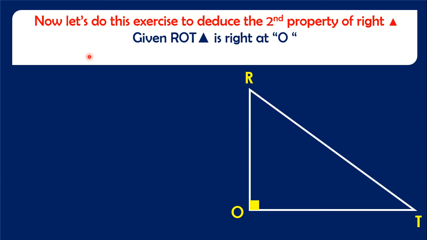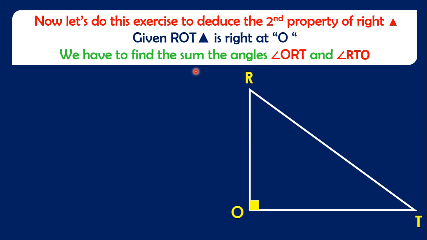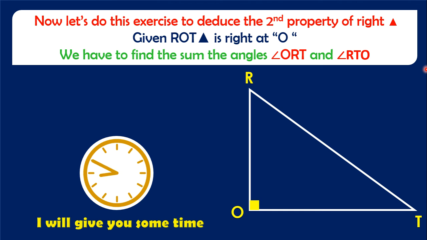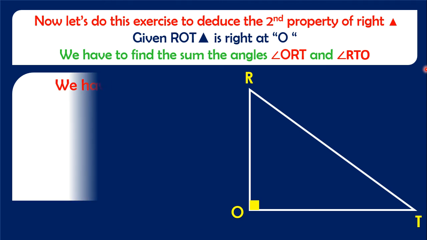Now let's do this exercise to deduce the second property of right triangle. Given ROT is right at O, we have to find the sum of the angles ORT, which is this, and RTO, which is this. I will give you some time. Now let's do it together.